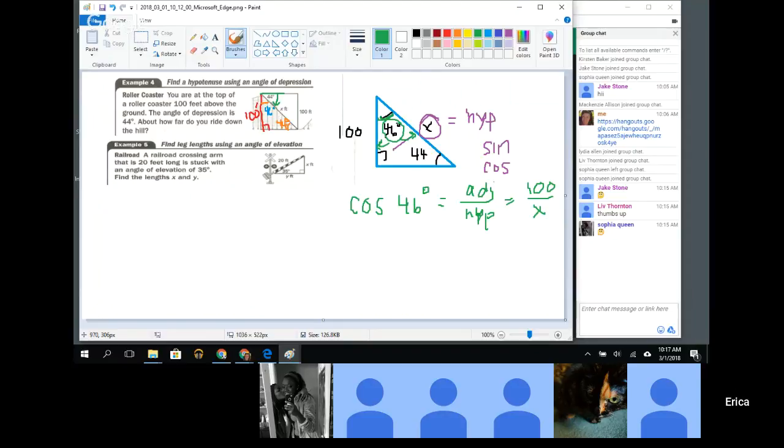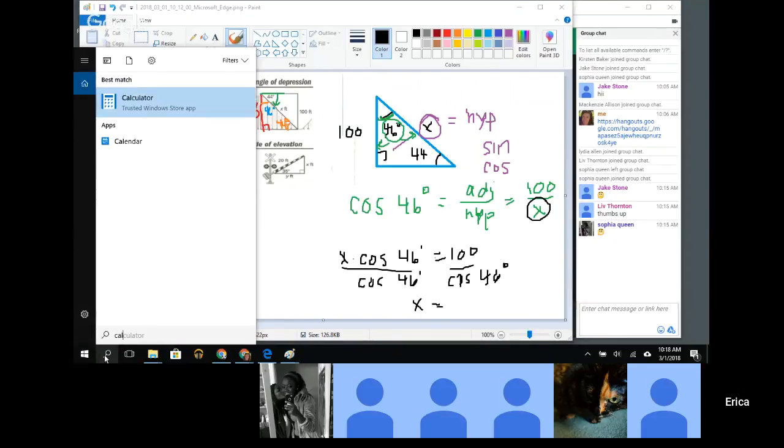So if I do a little bit of math now, I have an X down here and a cosine of 46 over here, so I can cross multiply. So I get X times the cosine of 46 degrees equals 100. And then I divide both sides by the cosine of 46 degrees. So this is where you're going to bust out your calculator. Let's see how good my computer calculator is.